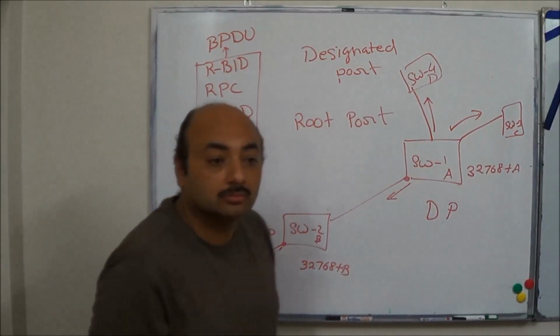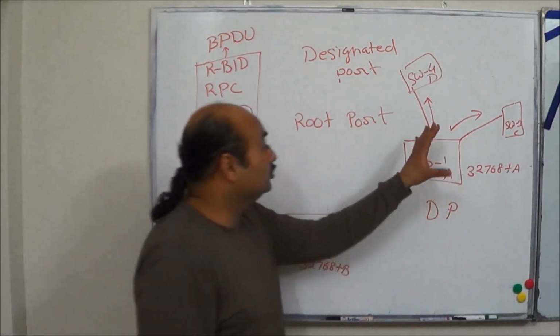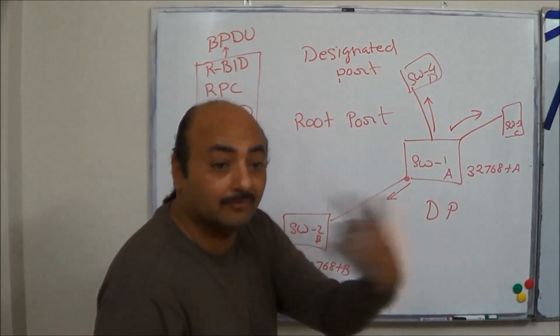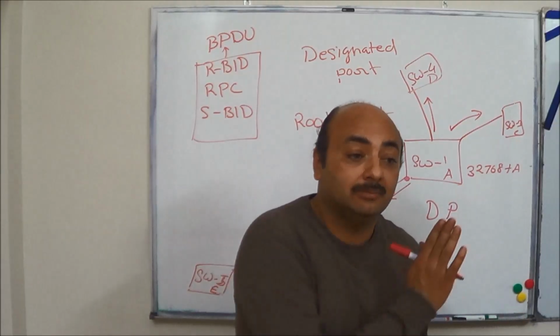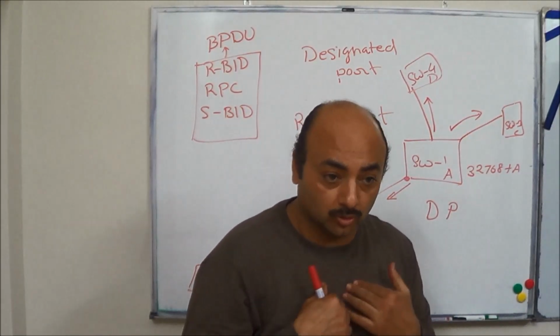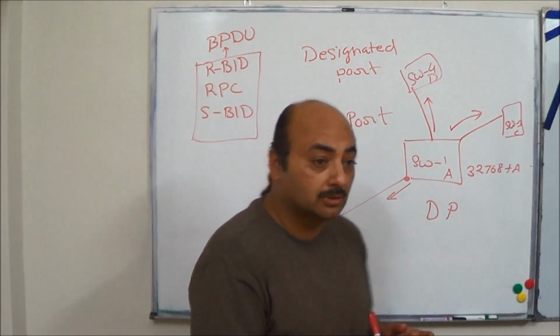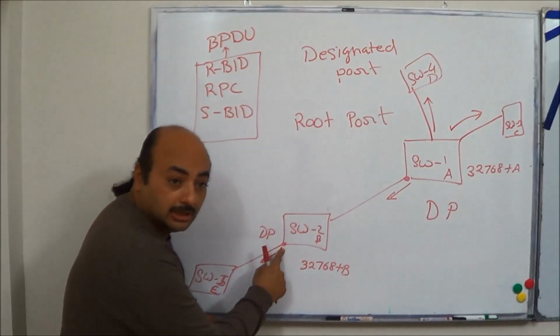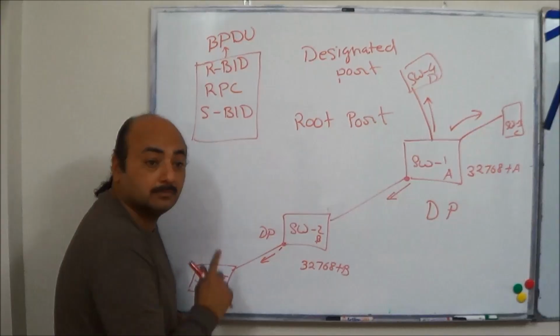Designated port. What did we say? All the ports on the root bridge are designated ports. But before that we said the ports from which the BPDUs are sent are the DPs. From the port on a switch from which the BPDUs are sent out are DPs. Isn't this port a DP? Yes, because the BPDU is being sent out. Right, this is a DP.